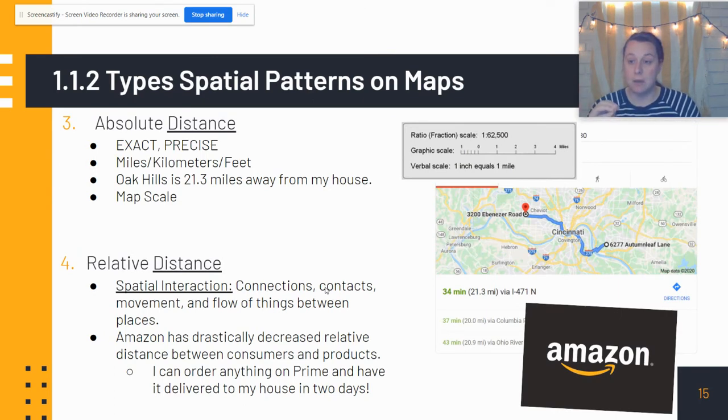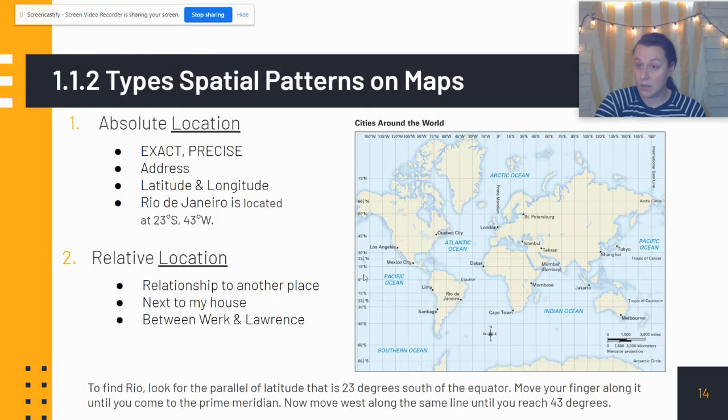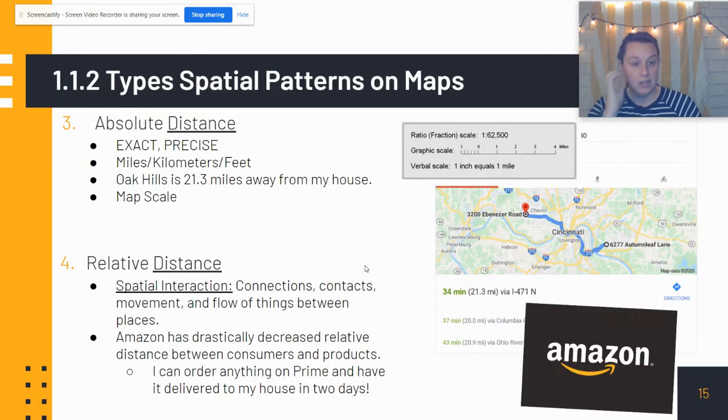So spatial patterns on maps are also in absolute distance and relative distance. So do you see how, we talked about location, now we're going to talk about distance. Now, what I mean by that is an example of absolute distance is exact, precise, measurable. So things like miles, kilometers, feet. For example, Oak Hills High School is 21.3 miles from my house, right? This is exact. You also are going to be able to find absolute distance on the map scale, right?